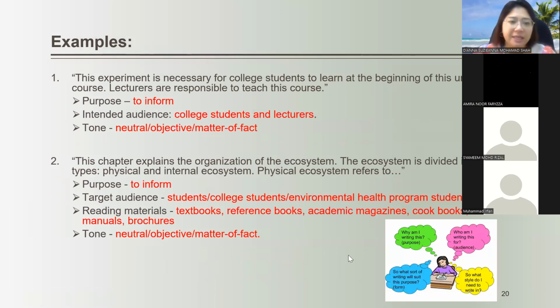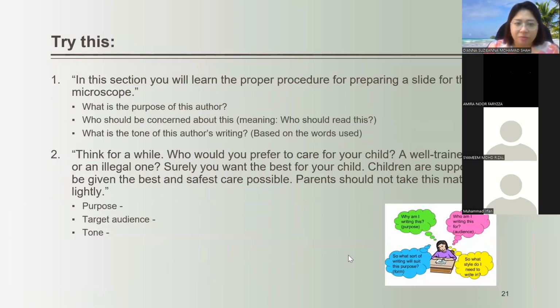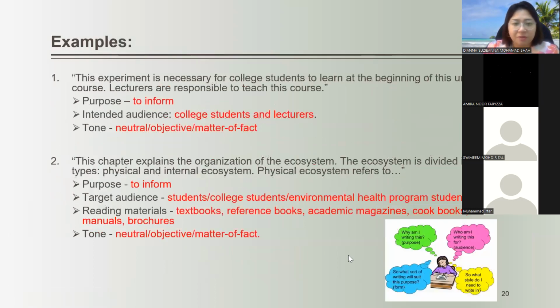Okay. The next slide. Okay. Contoh example. This is going to be an example. This experiment is necessary for college students to learn at the beginning of this university course. Lecturers are responsible to teach this course. Okay. The purpose is to inform, and then the intended audience is going to be college students and lecturers. The tone is going to be neutral, objective, matter of fact, because the purpose is to inform. Okay.